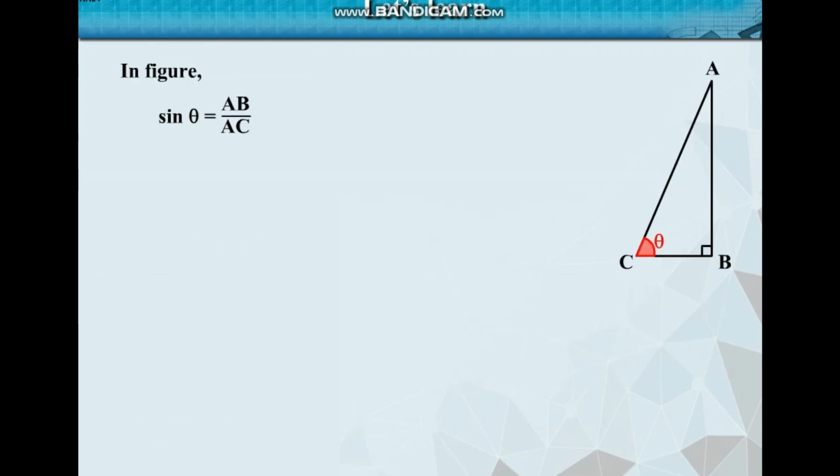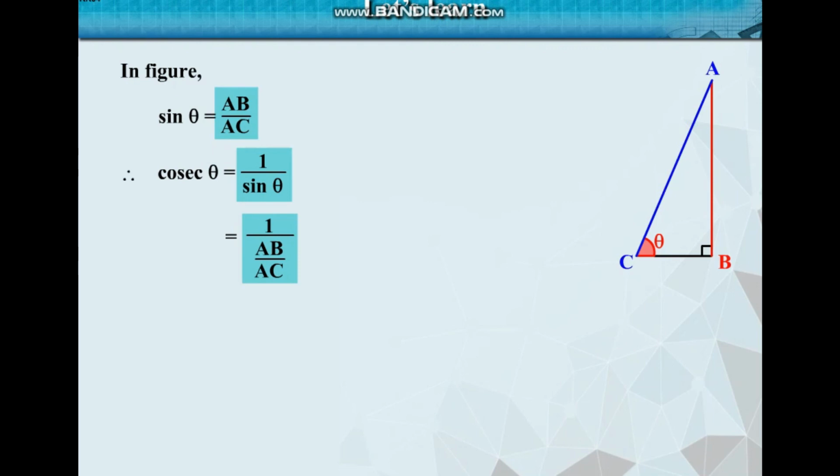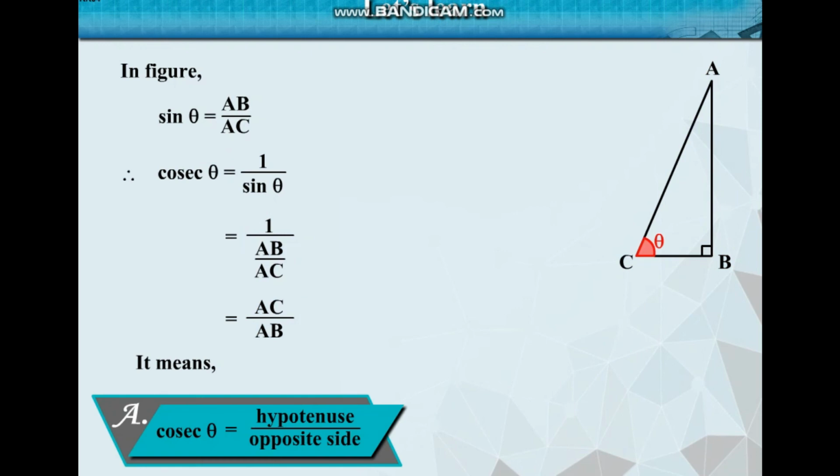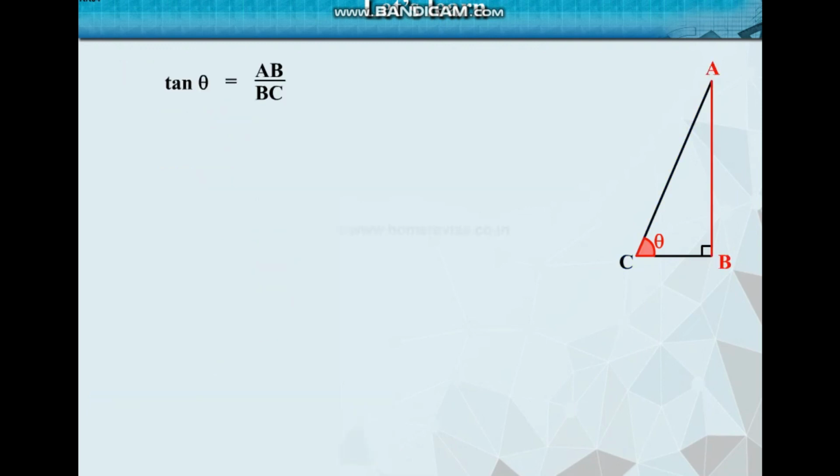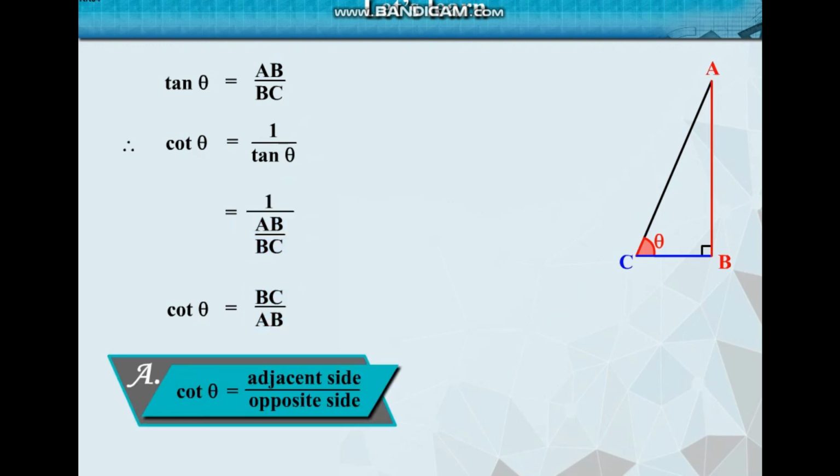In the figure, sin theta is equal to AB upon AC. Therefore, cosec theta is equal to 1 upon sin theta, which is equal to 1 upon AB upon AC, which is equal to AC upon AB. It means cosec theta is equal to hypotenuse upon opposite side. Tan theta is equal to AB upon BC. Therefore, cot theta is equal to 1 upon tan theta, which is equal to 1 upon AB upon BC. Cot theta is equal to BC upon AB, which is equal to adjacent side upon opposite side.